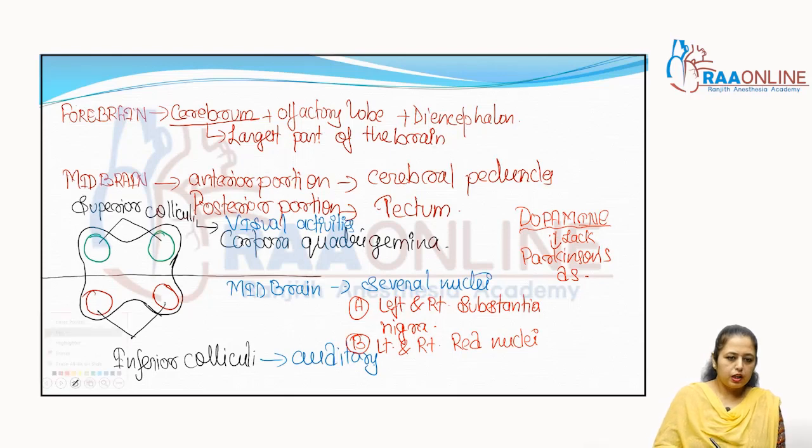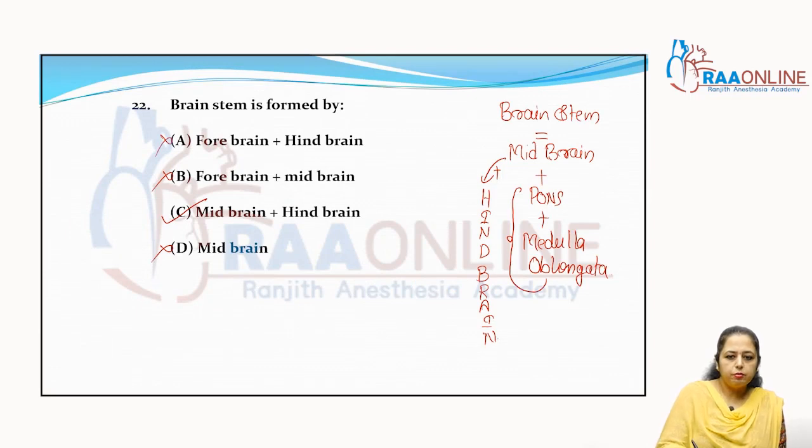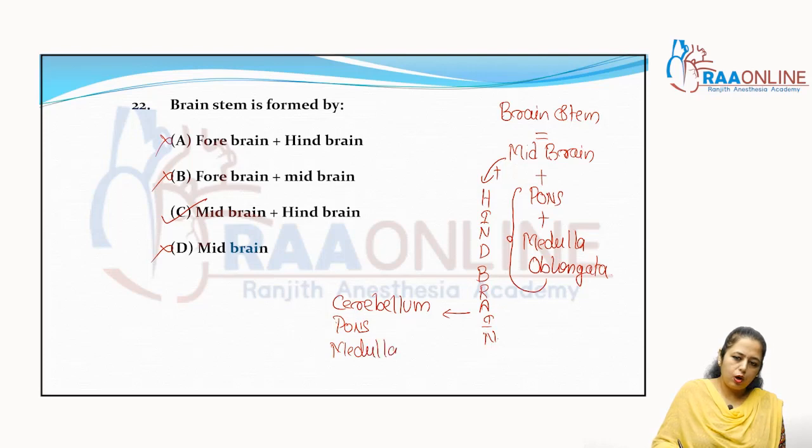And now the last one, that is the hindbrain, right? The hindbrain is made up of three parts: the cerebellum, which helps in maintenance of the balance, right? The second one is the pons, and the third one is the medulla oblongata. Right? That cerebellum helps in the balancing, right?